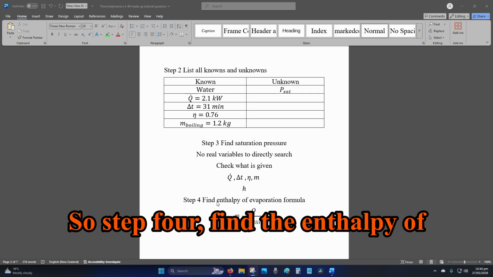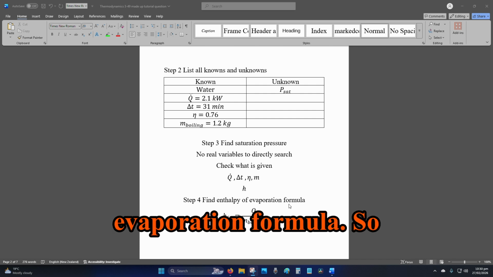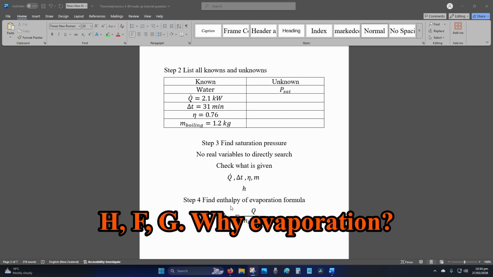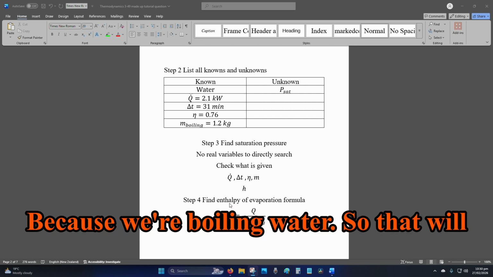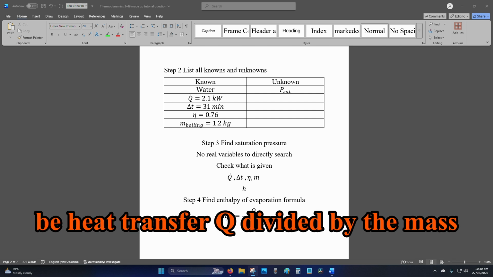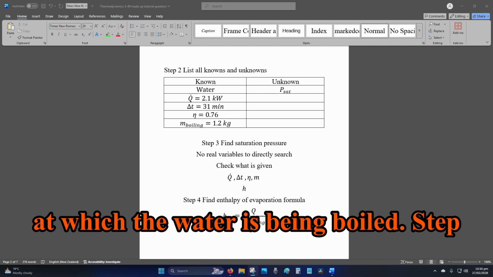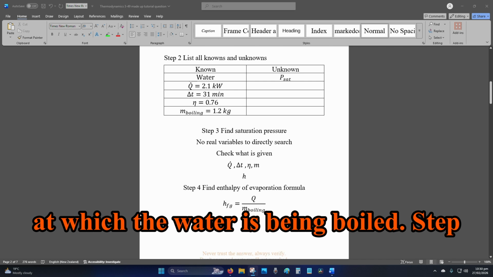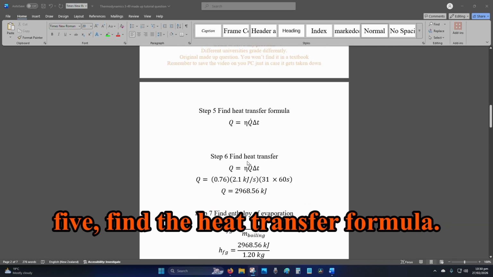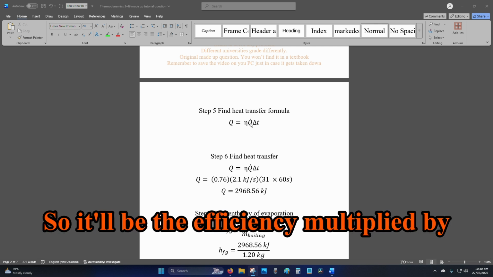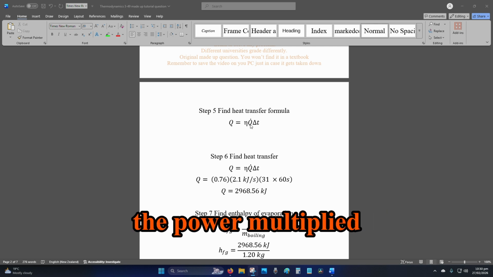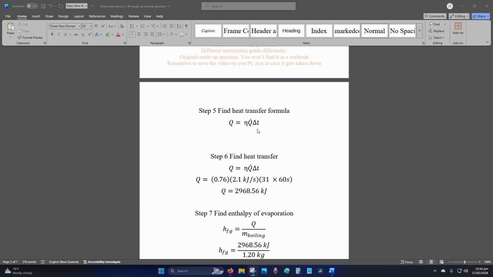So step 4, find the enthalpy of evaporation formula. So h_fg. Why evaporation? Because we're boiling water. So that will be heat transfer, Q, divided by the mass at which the water is being boiled. Step 5, find the heat transfer formula. So it'll be the efficiency multiplied by the power multiplied by the change in time.